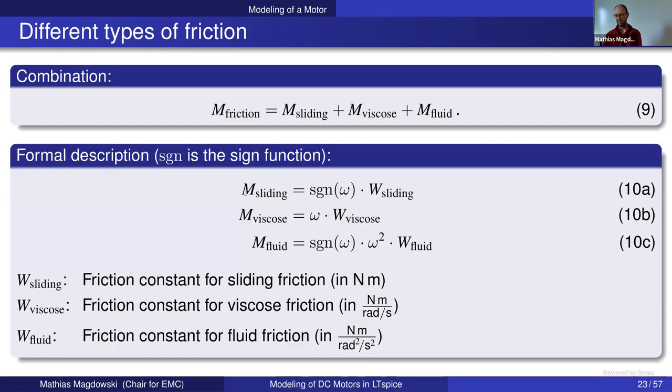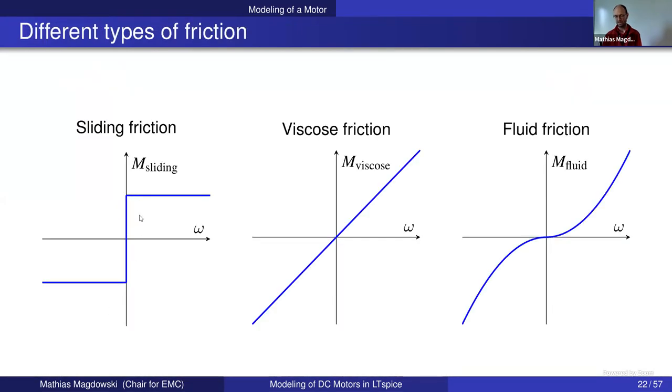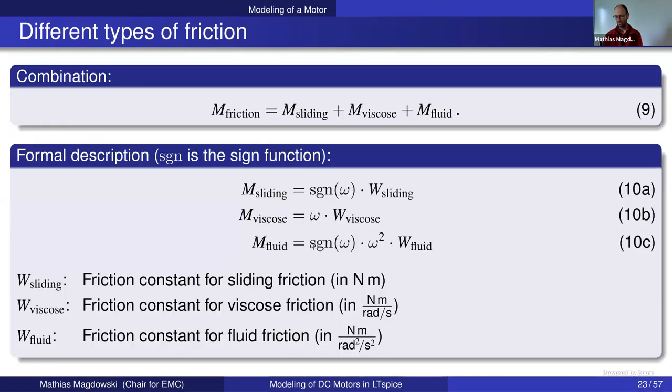So then, of course, in our motor model, we could just combine the three into one joint friction, and once again put this into formulas. The viscous friction is directly proportional to the rotational speed. For the sliding friction, we need a sign function to allow for this jump in the diagram, because if you rotate the other way around, the frictional force should be in the opposite direction. For the air friction, fluid friction, it's the same thing. You also need a sign here to make this jump, and then something proportional to the square of the rotational speed. And then we need different constants, in newton meter divided by radian per second, or radian per second squared.